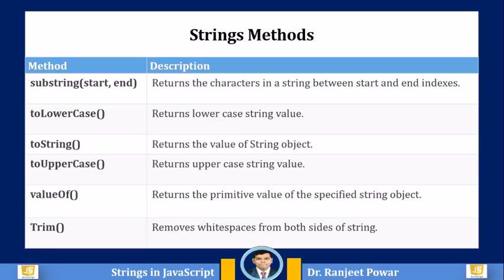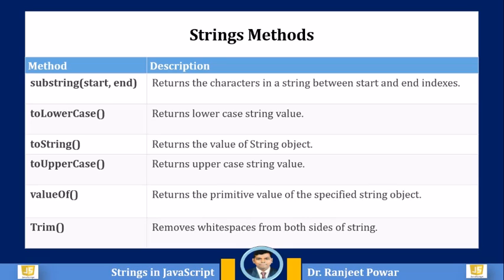Substring. It returns the characters in a string between the from and to indexes, not including to itself. To is optional and if omitted, up to the end of the string is assumed. toLowerCase will return the string with all of its characters converted to lowercase. toUpperCase will return the string with all of its characters converted to uppercase.